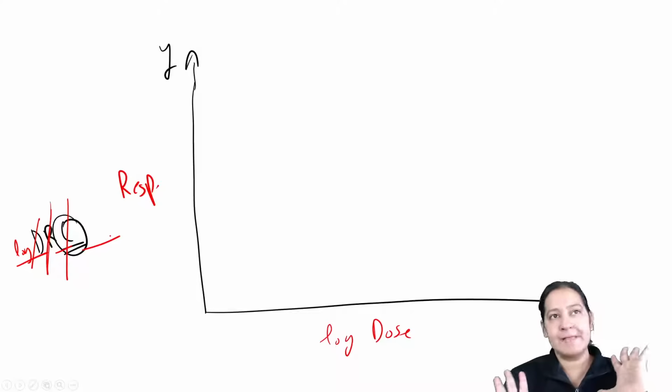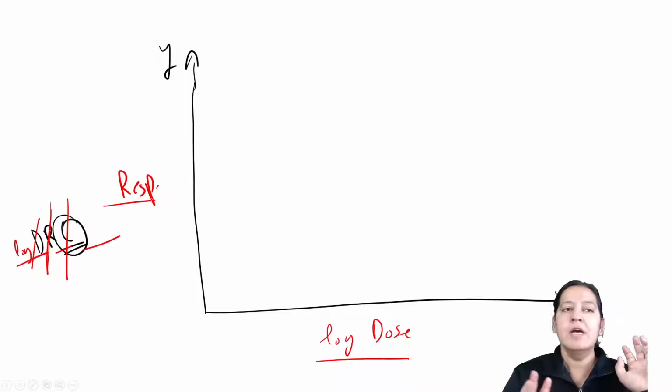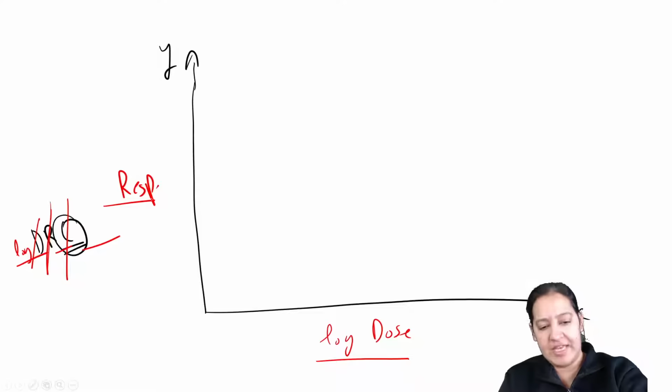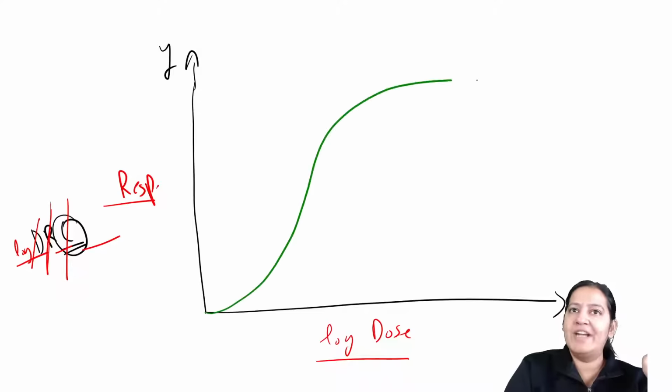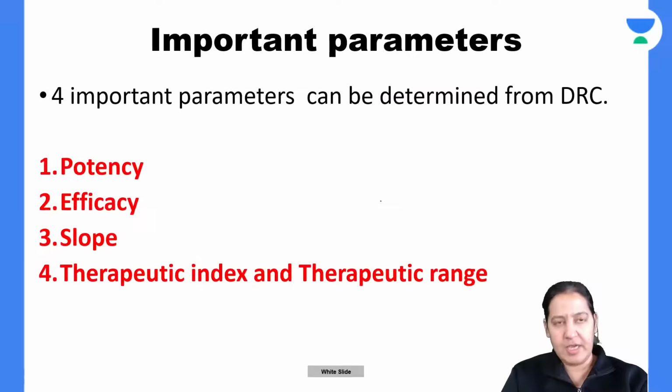We have already started it. Log DRC, logarithm of the dose. So instead of dose, we are taking the logarithm of the dose, and we are taking response here. Once we plot the graph of any particular drug here, we get a sigmoid shape. We have studied this, and you already know why we get that sigmoid shape graph.